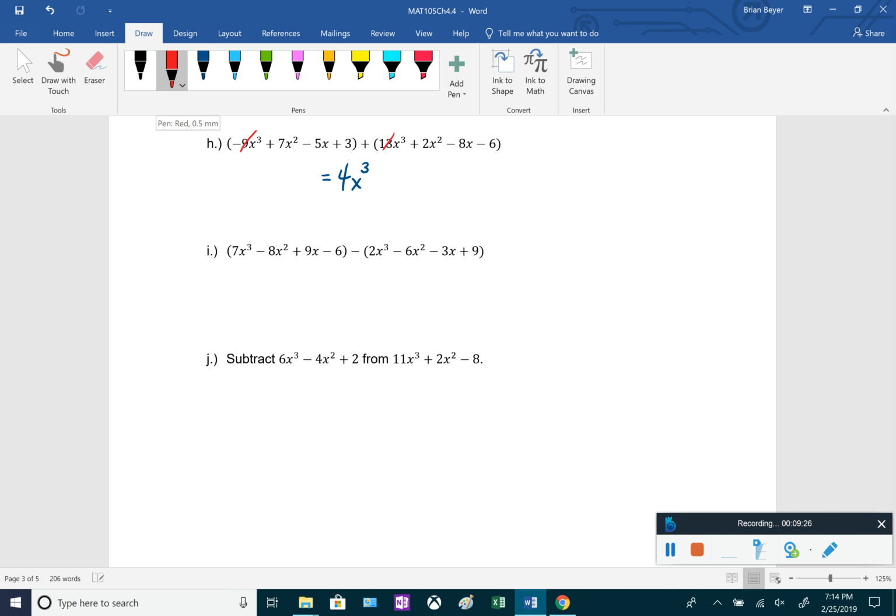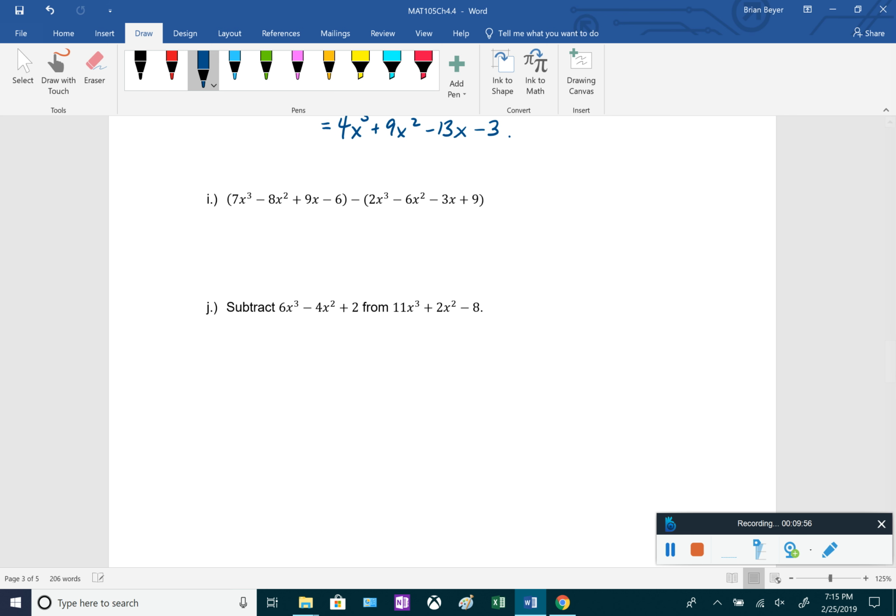7x squared plus 2x squared. 7 plus 2 is 9, so that's plus 9x squared. Negative 5x minus 8x. Negative 5 minus 8 will get us to negative 13x. And then 3 minus 6, 3 plus negative 6 is negative 3. So we get 4x cubed plus 9x squared minus 13x minus 3.